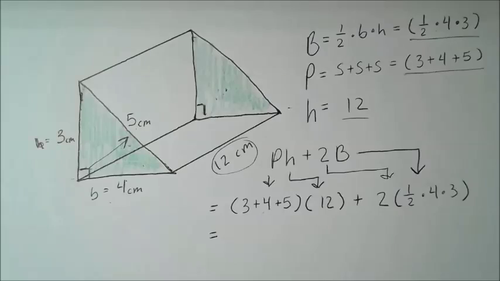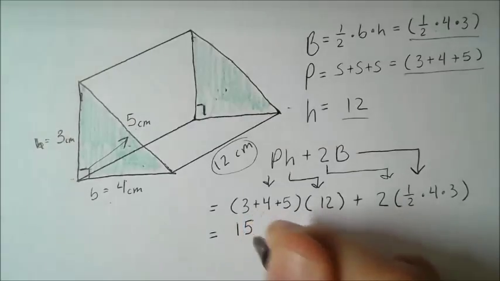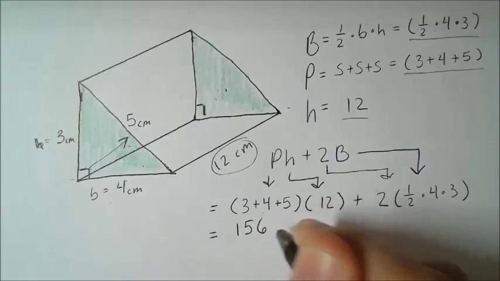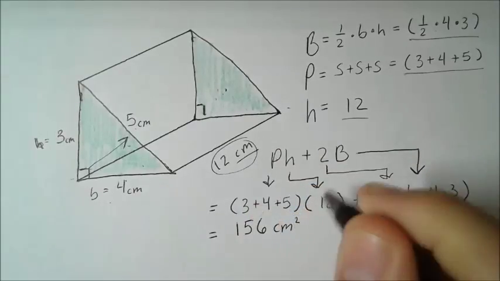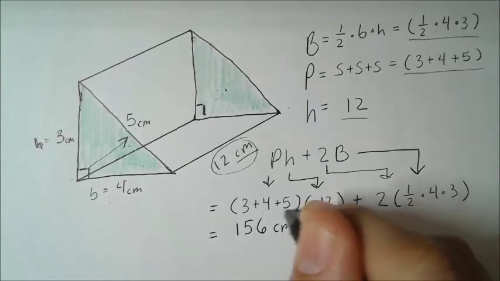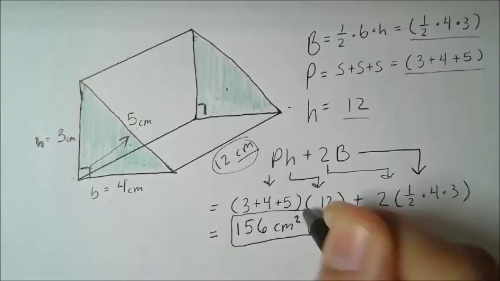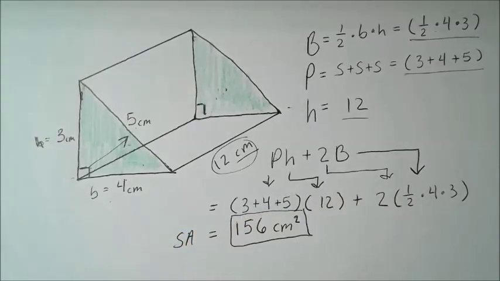And let's go ahead and write that number down. So we say this is equal to 156, and it's centimeters, right? So it's centimeters squared, because whenever we're doing area, it's always in squared units. So let's box that, and that is my SA, or my total surface area, for this triangular prism.